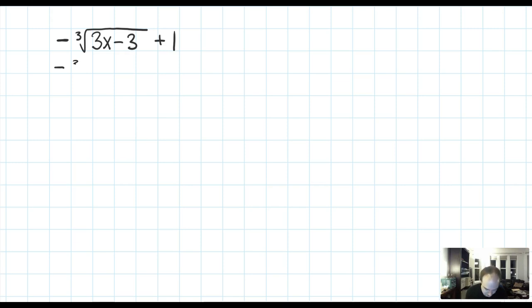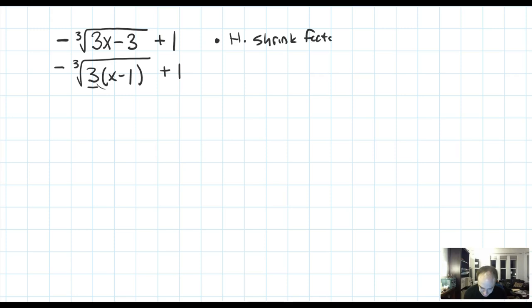First thing I'll do, factor the inside again. So this is 3 parentheses x minus 3 plus 1. That's wrong. x minus 1. You can think about multiplying these back in if you want to double check if you factored things correctly. Sequence of transformations. First, I think about the 3. That's going to be a horizontal shrink by a factor of 3. Then shift 1 unit to the right.